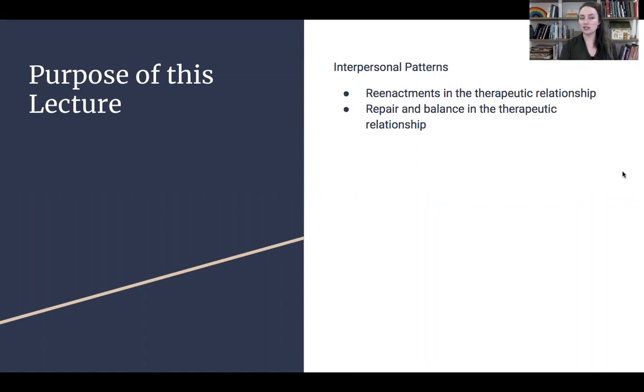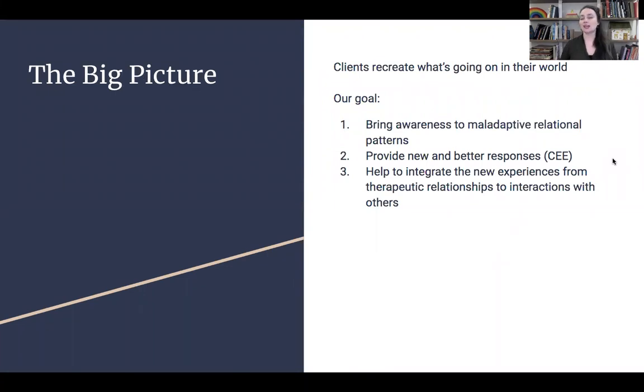The purpose of this lecture is to discuss interpersonal patterns, specifically reenactments in the therapeutic relationship and repair and balance in the therapeutic relationship. Clients will recreate whatever's going on in their world or whatever has gone on in the past in the therapeutic relationship. Our goal is to bring awareness to these patterns, to provide new and better responses. That's that corrective emotional experience. And to help our clients integrate these new experiences with us as therapists into their interactions with others, to bring that out into the world.